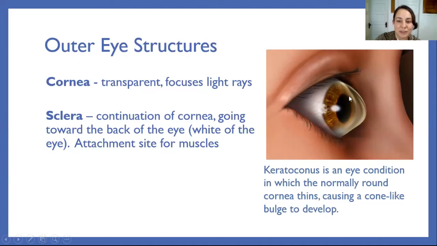Now this picture where you see the cone-shaped bulge of the cornea, that's whenever your cornea begins to thin, and as it fills with fluid, it actually starts to bulge outward in a cone shape.